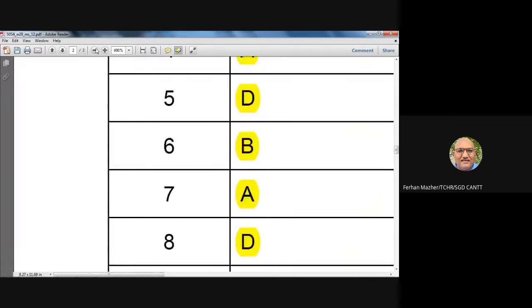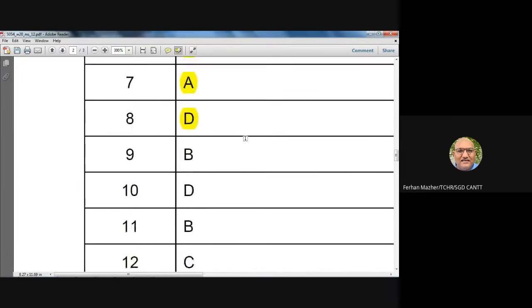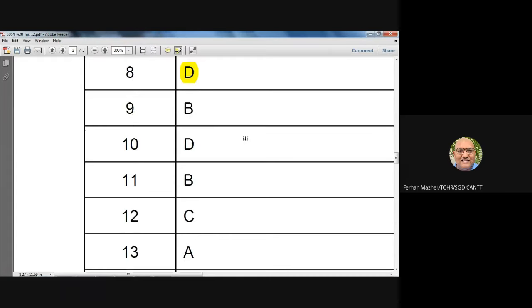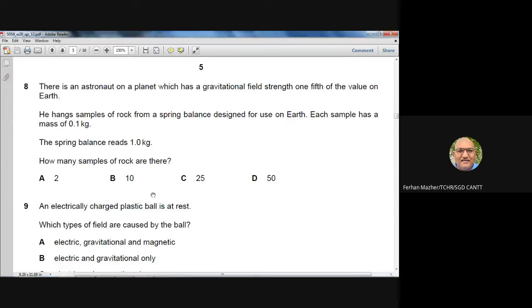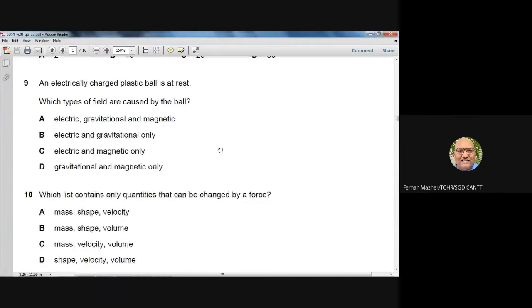We should increase the size so you can see it more clearly. Okay, let's go to the next question. Question number 9 is showing on your screen. An electrically charged plastic ball is at rest. Which type of field is caused by the ball?